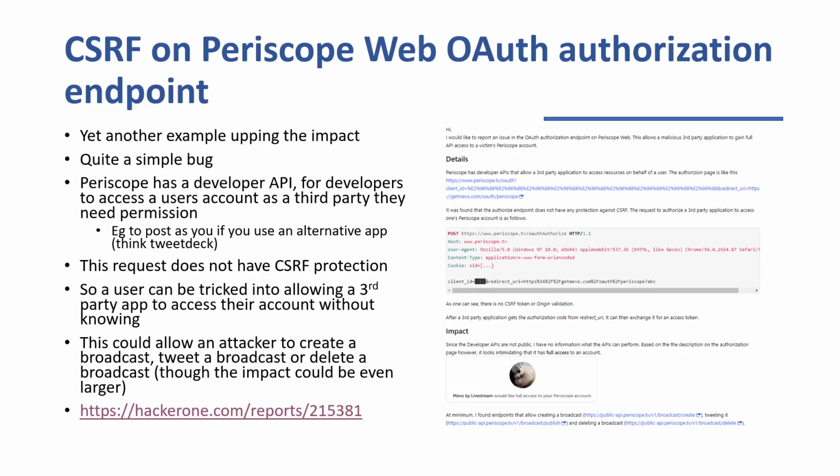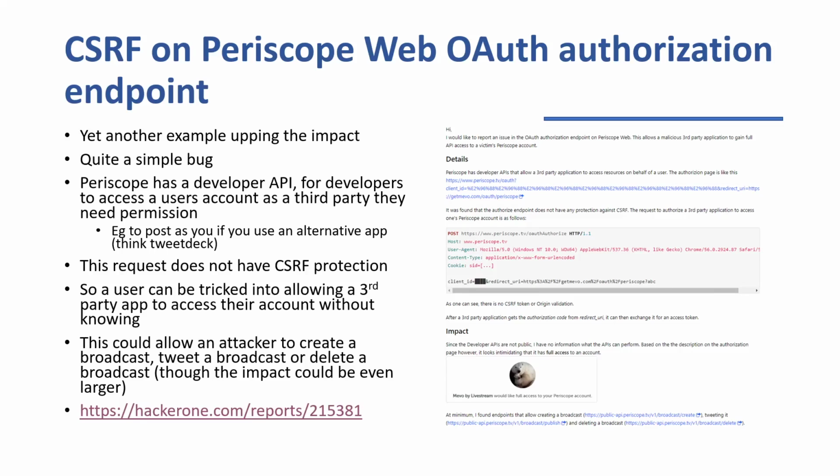So CSRF on Periscope Web OAuth authorization endpoint. Yet another example, but ups the impact, and it's quite a simple bug. So Periscope has a developer API, and that's for developers. They can make like other apps. So like on Twitter, you can use TweetDeck. You just need to allow it to use your Twitter username. And as a third party, they need permission, so they need the user to say yes. But actually, on Periscope, this request didn't have CSRF protection, so that meant a user could be tricked into allowing a third-party app to access their account without really knowing.